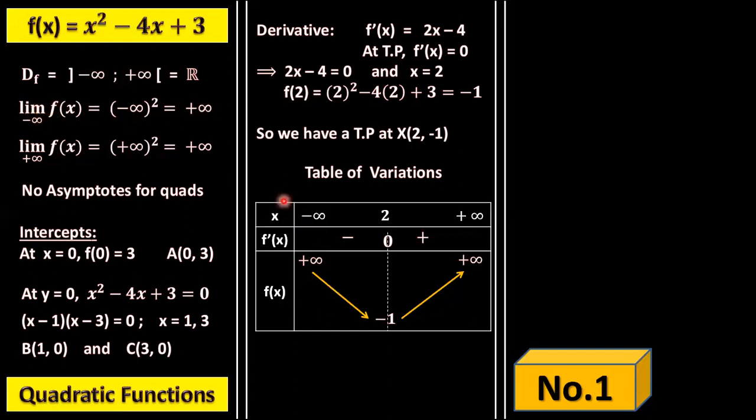And here, when x was equal to 2, we saw that this is at the turning point, right? At the turning point, the value of y is -1. That is why we have -1 here. And as x tends to positive infinity, we equally solve this from the limits. y also tends to positive infinity. That is why we have this value here.